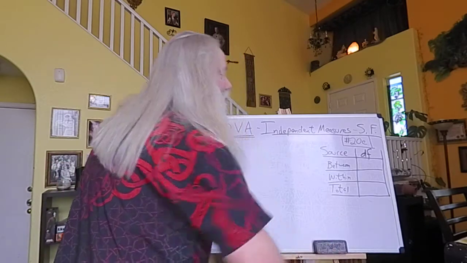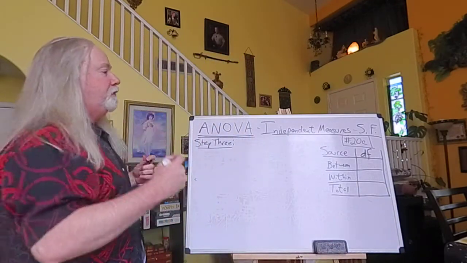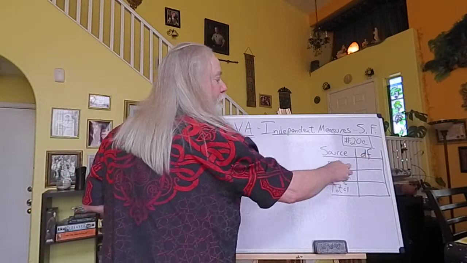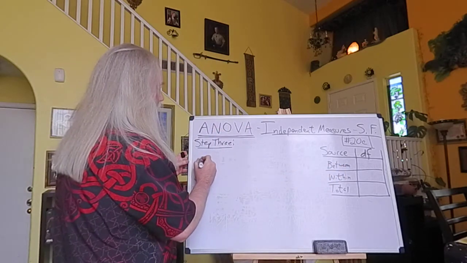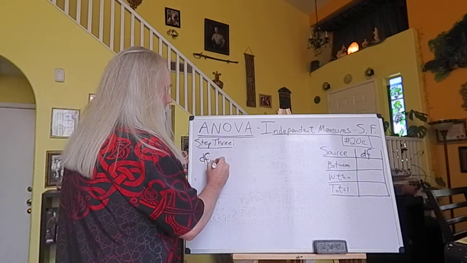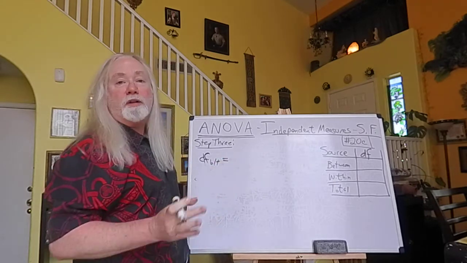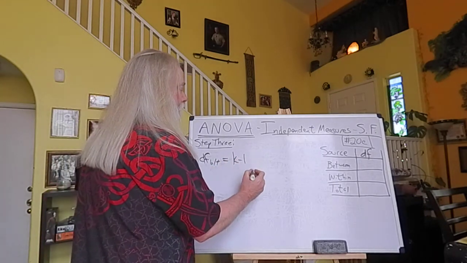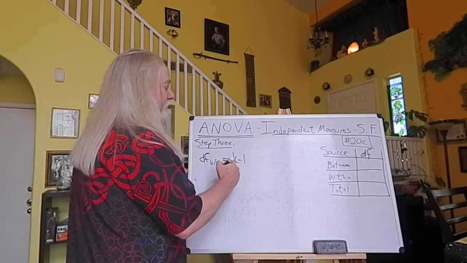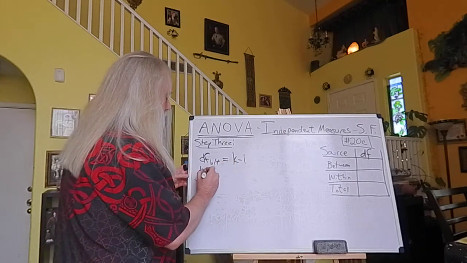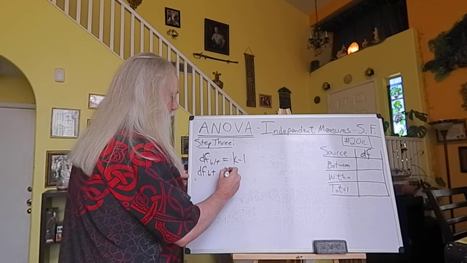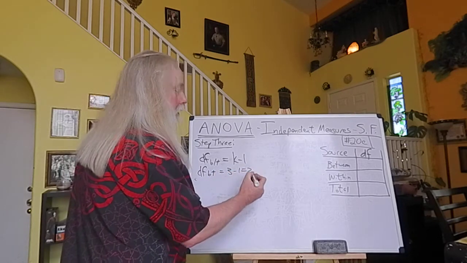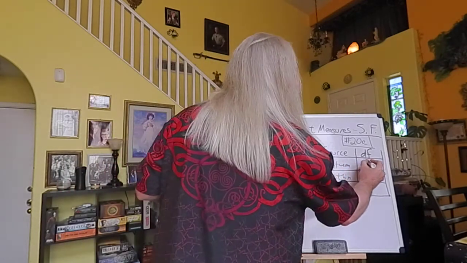Again, math-wise, this is a pretty easy column to take care of. The first thing we want is our degrees of freedom between treatments. We look at the formula sheet and we can see that that's K minus 1. We know that K is 3, so that's a 2.